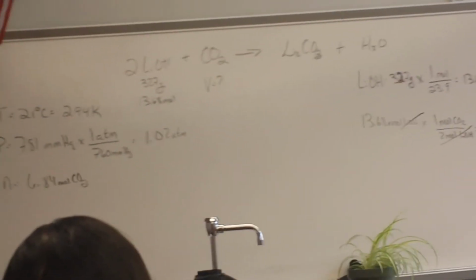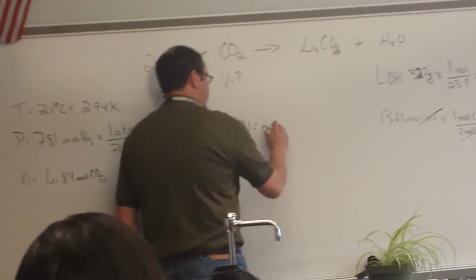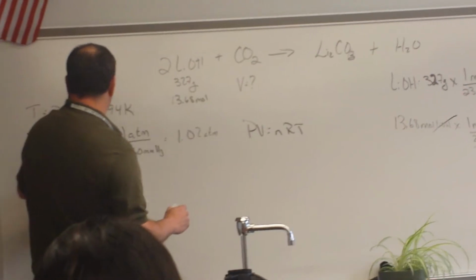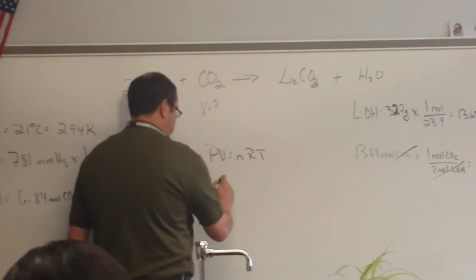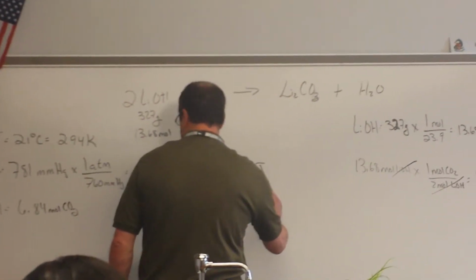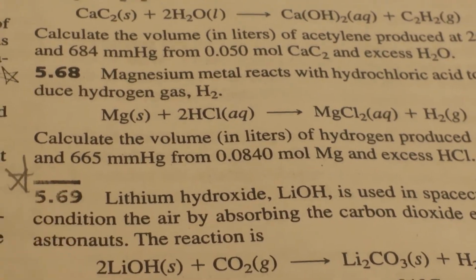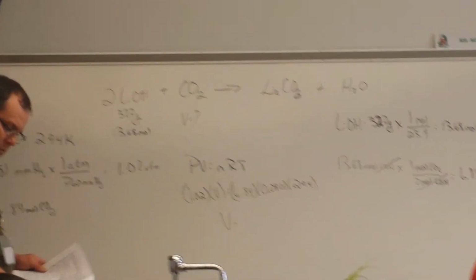So if I know temperature, pressure, moles, can I calculate volume? One of my favorite equations, PV equals nRT. Pressure is 1.02. Volume is unknown. Moles is 6.84. R is 0.0821. Temperature is 294. And volume equals 160 liters.